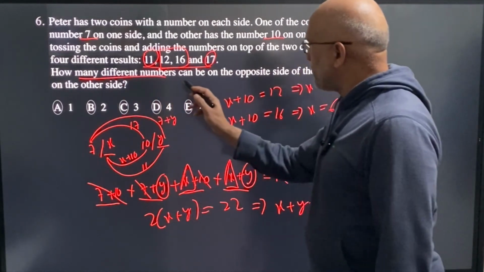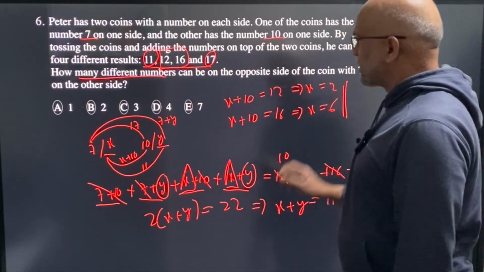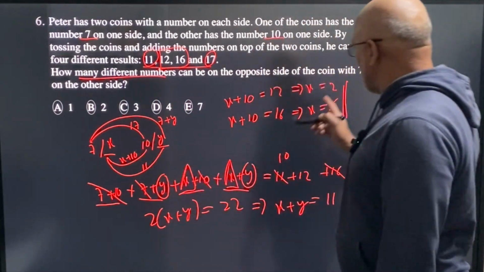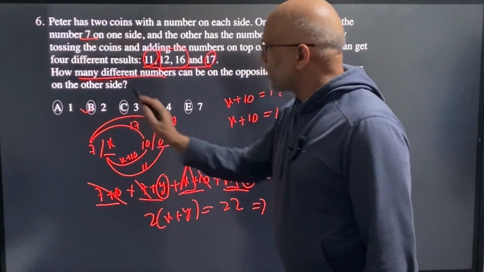So how many different numbers can be on the opposite side of the coin with 7? This x can have 2 values, 2 and 6. Then B is the correct choice.